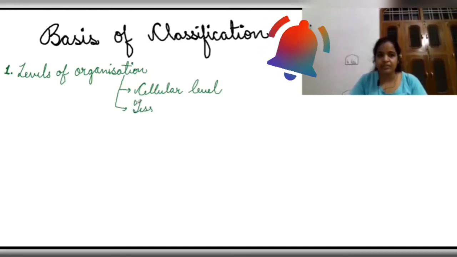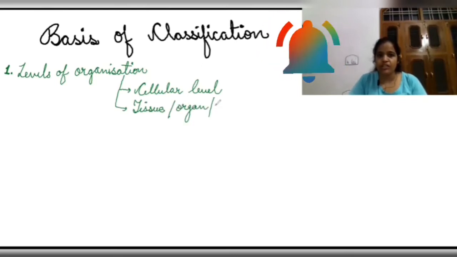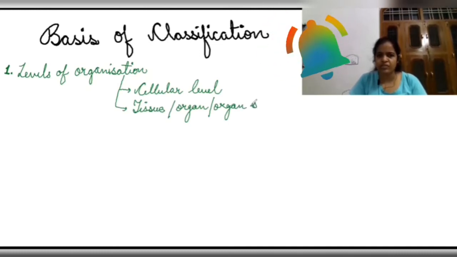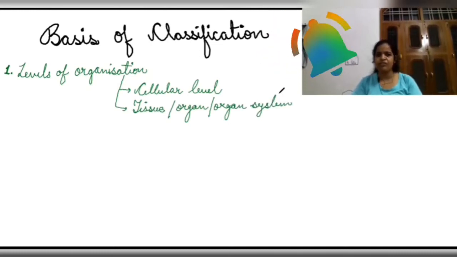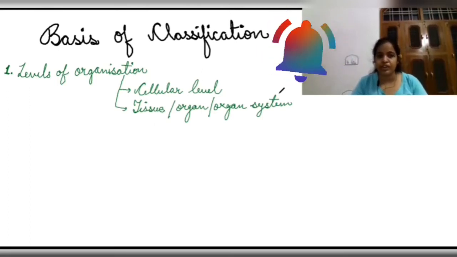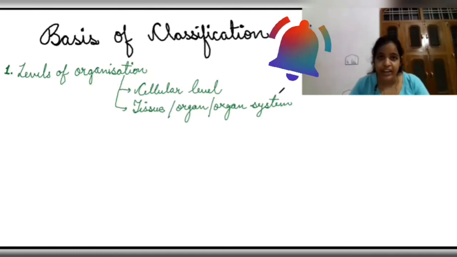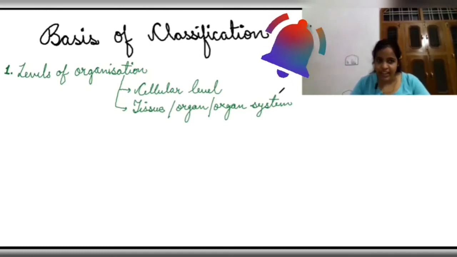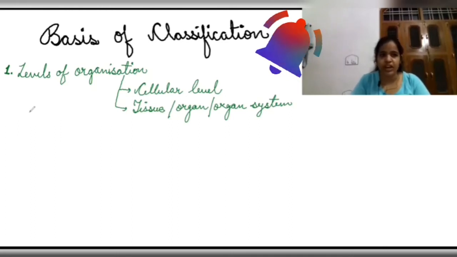Tissue level, organ level or organ system. Means all those organisms or animals which have tissue formation, or the tissues together forming the organs, or organs together forming the organ system. So this level of organization is found in different phyla which we'll be seeing in the line diagram. After this we have the second basis of classification, that is number 2, and it is symmetry.